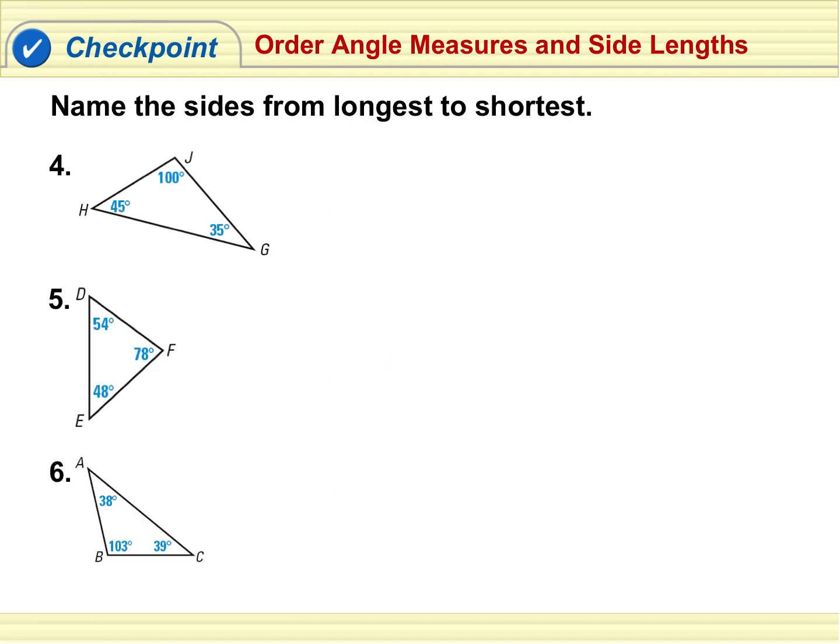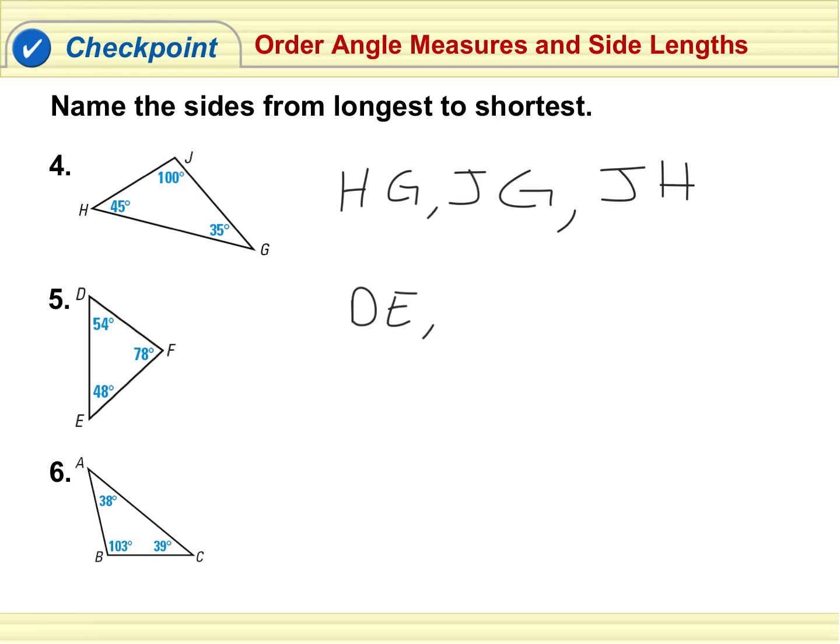Okay, what about this one? What's our biggest angle? J. It's 100. So what's the side across from it? HG. What's my next longest side? JG. What's my next longest side? JH. Okay. What's my longest side on 5?